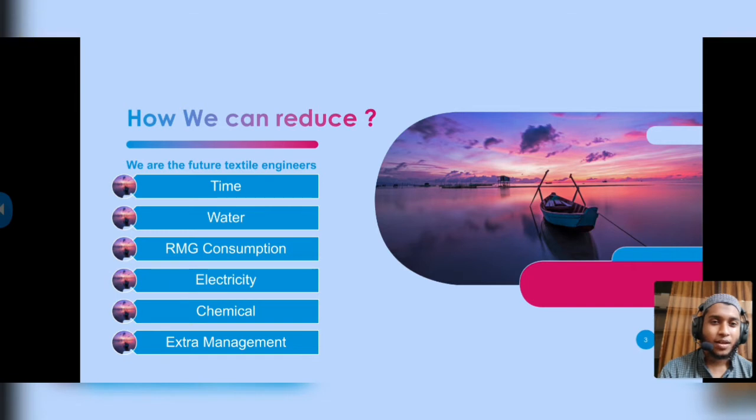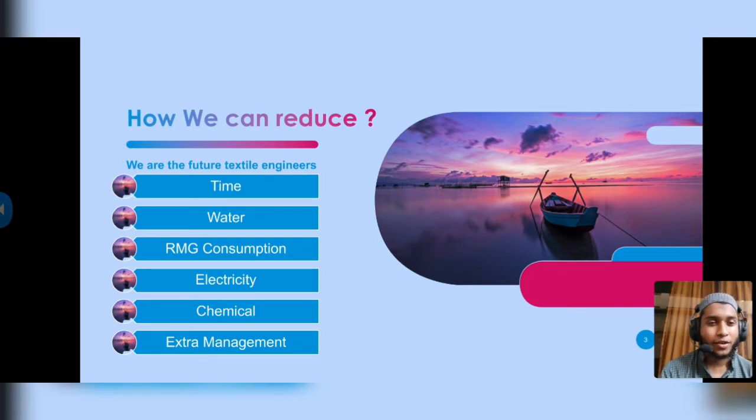Electricity. I already said that we are using huge electricity in factories. So in this case, we can reduce electricity by switching off when we don't need. We can switch off our AC, our lights, our fans, other electric devices. At the same time, we can also install the machineries which are electricity efficient. So in this case, we can keep focusing.